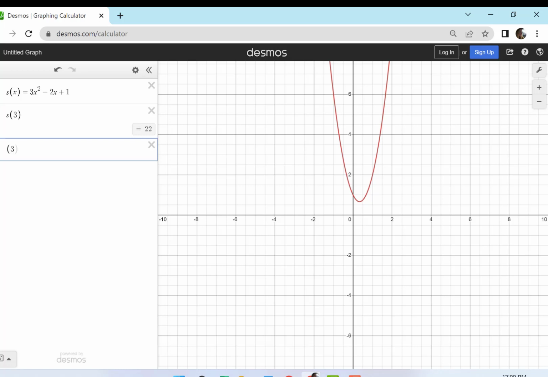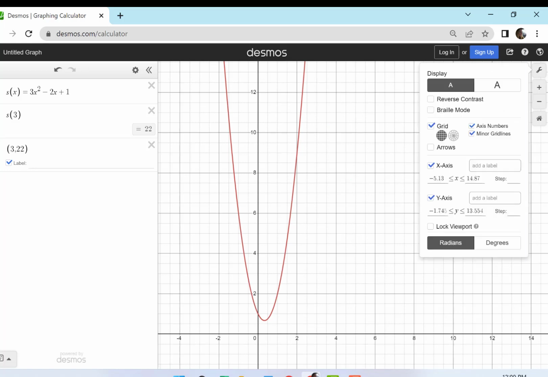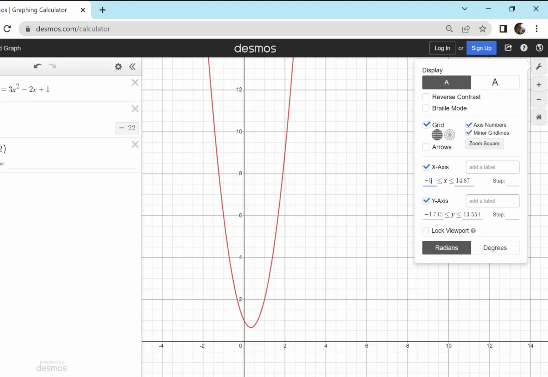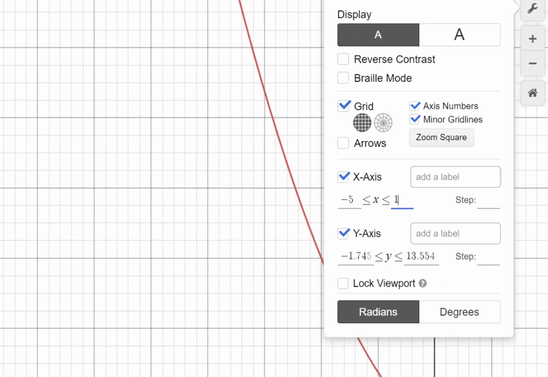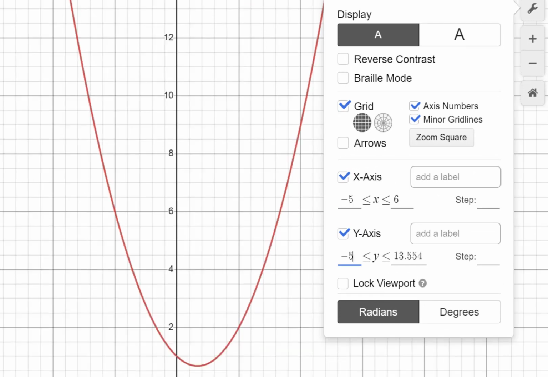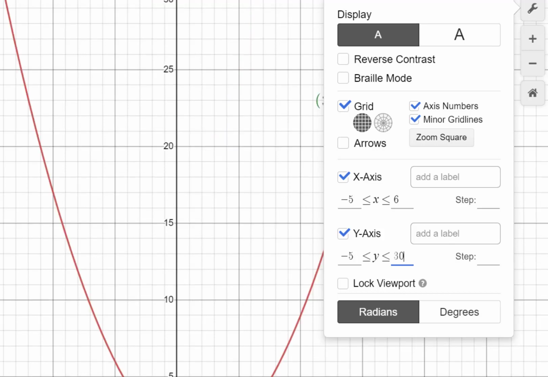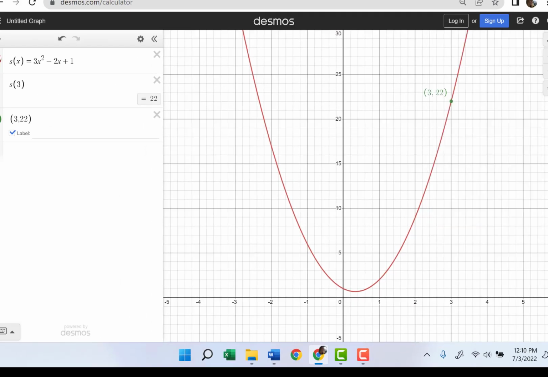I'm going to add that point to Desmos with a label. I'm going to change my viewing window to allow me to see that point. I'm going to go from an x of -5 up to an x of 6, and I'm going to have my y values go from -5 up to 30. That will allow me to see that height of 22. And then we have that point labeled as (3, 22).